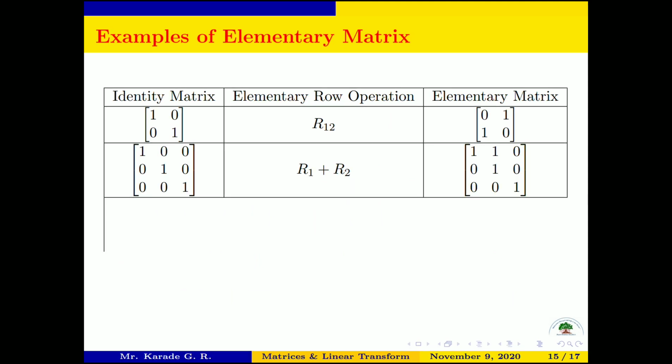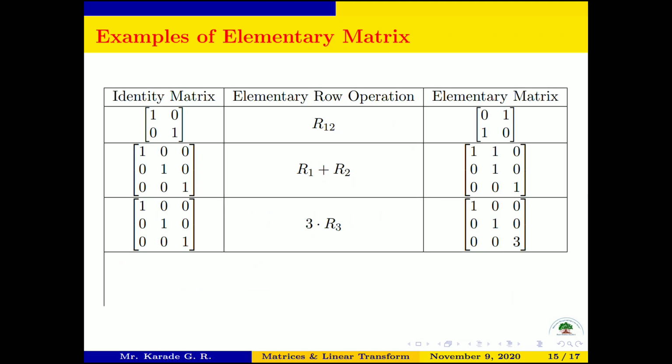Now see the next example of elementary matrix. The identity matrix is 1 0 0, 0 1 0, 0 0 1, and we perform the elementary row operation R1 plus R2, which means in the first row we add the second row. So the resultant is 1 1 0, 0 1 0, 0 0 1. So this is the resultant elementary matrix.